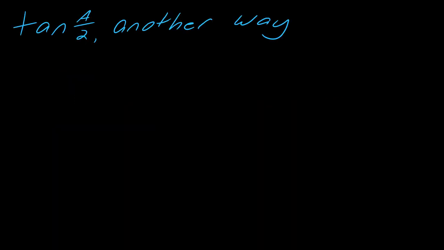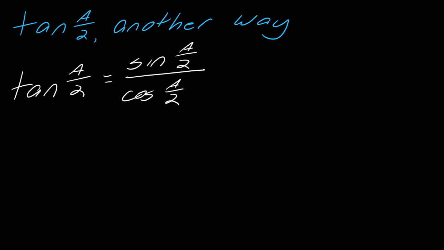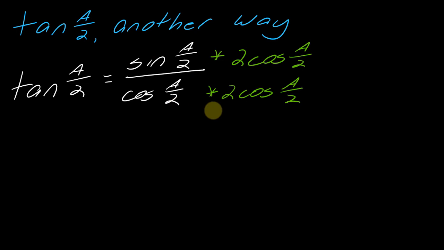But there are other ways we can think about this. If I want to think about this in another way, I can still approach it from this sine over cosine strategy, but what I'm going to do is something a little odd. I'm going to very cleverly multiply by 2 cosine a over 2. So I multiply both the top and the bottom by this. And then I just sort this out.